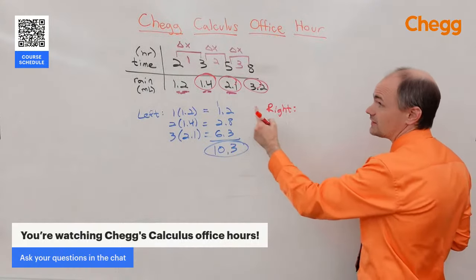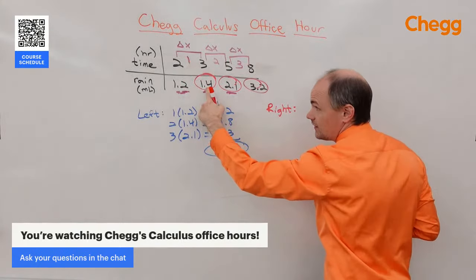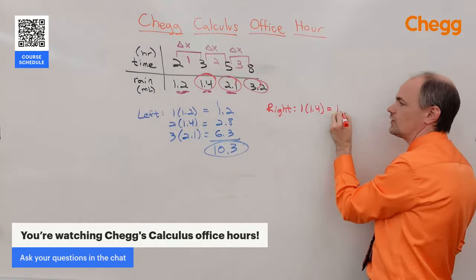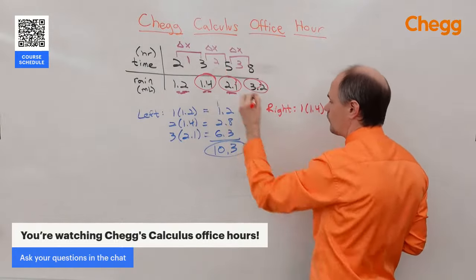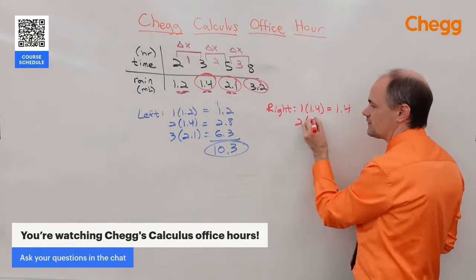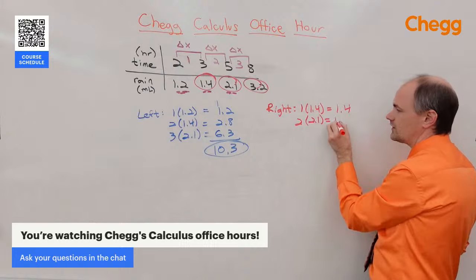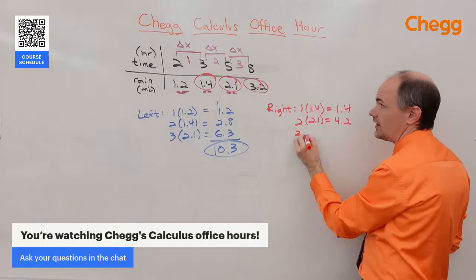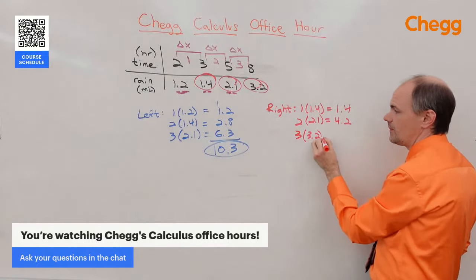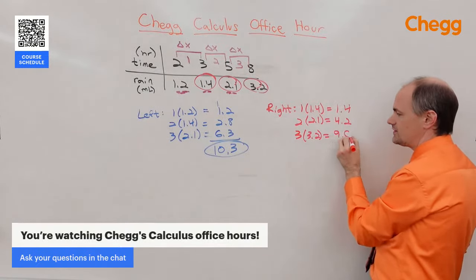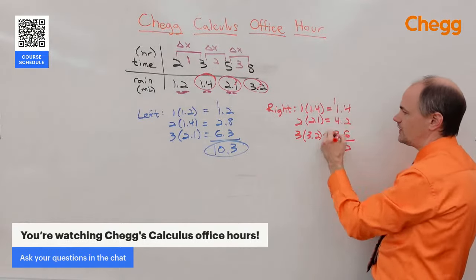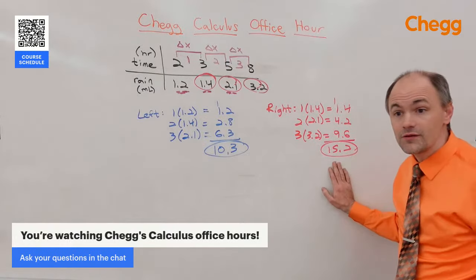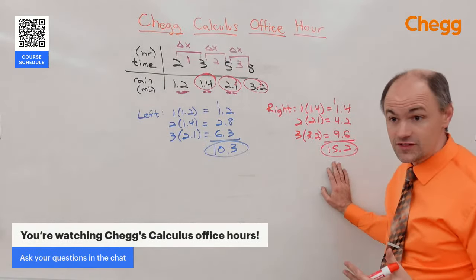So with the right rectangle estimate, we've got a height of 1.4 and a base of 1, so a total area of 1.4. The second rectangle has a width of 2 and a height of 2.1, and so that's going to give us 4.2. And the third rectangle has a width of 3 and a height of 3.2. That's 9.6. And so that's 1.4 plus 4.2 plus 9.6. Carry the 1, 10, 15. And so if we used right rectangles, we'd estimate the area underneath to be 15.2.